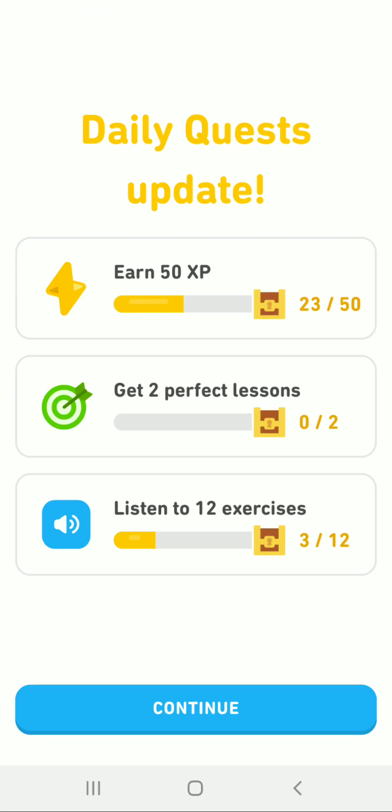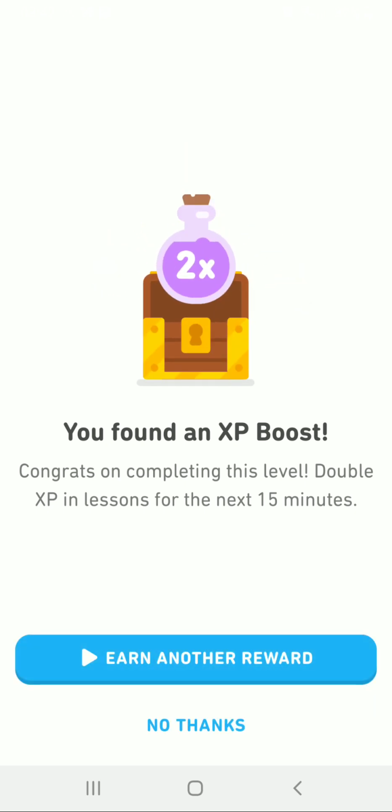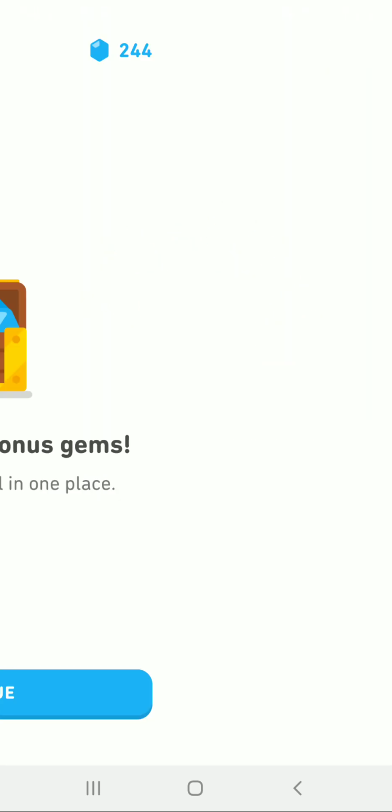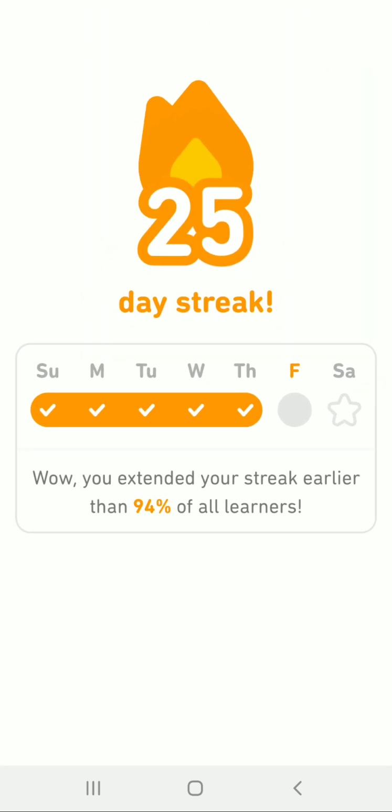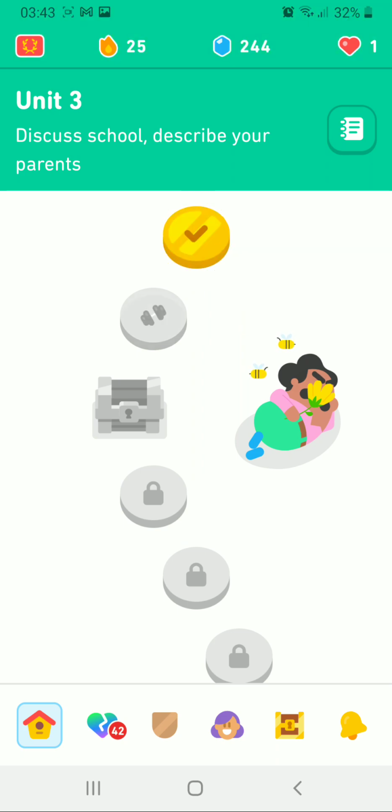Hey guys, so here we are, and we're back, and another reward. Yeah, why not? So welcome back. I just earned 30 more gemstones, and I am now on a 25 days streak, which is great. I have never been on such a long streak.